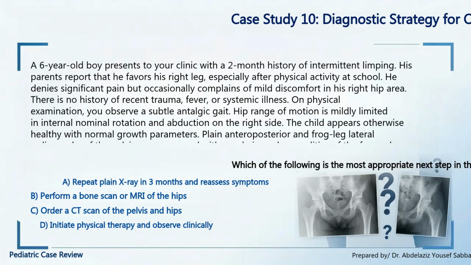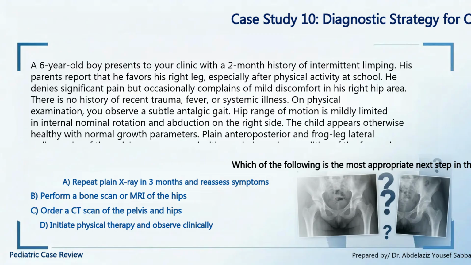On physical examination, you observe a subtle antalgic gait. Hip range of motion is mildly limited in internal rotation and abduction on the right side. Plain anteroposterior and frog leg lateral radiographs of the pelvis appear normal with no obvious abnormalities of the femoral heads, joint spaces, or surrounding structures.